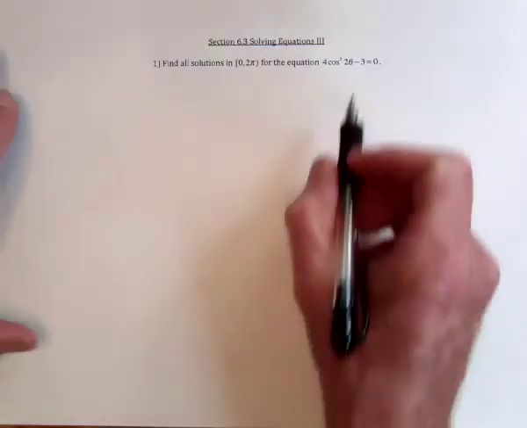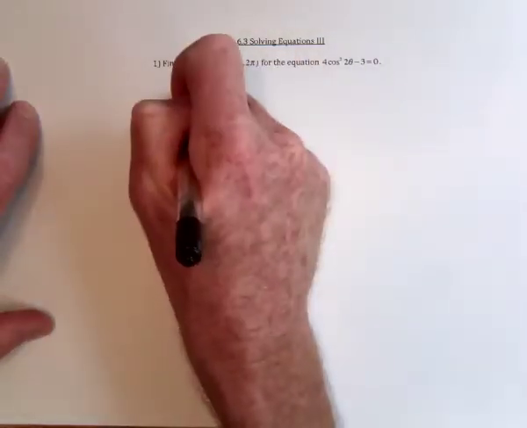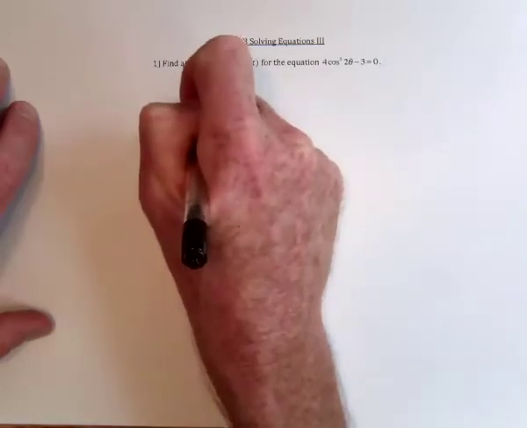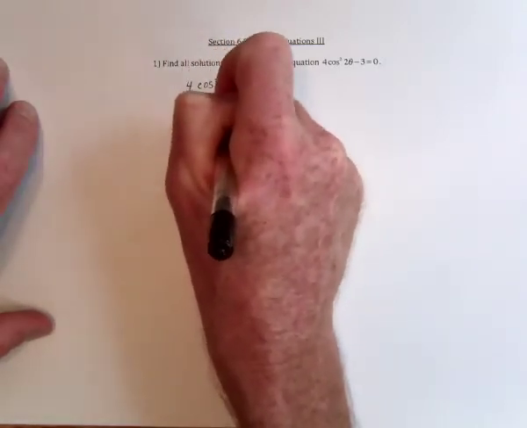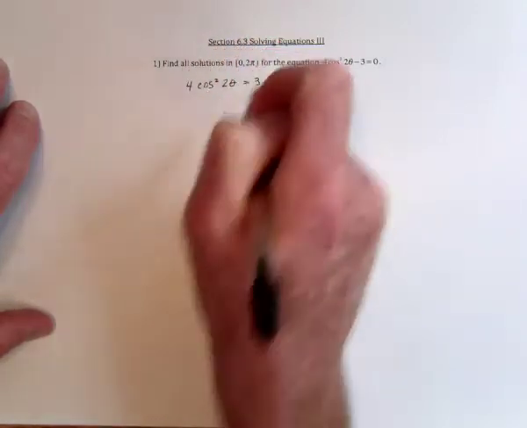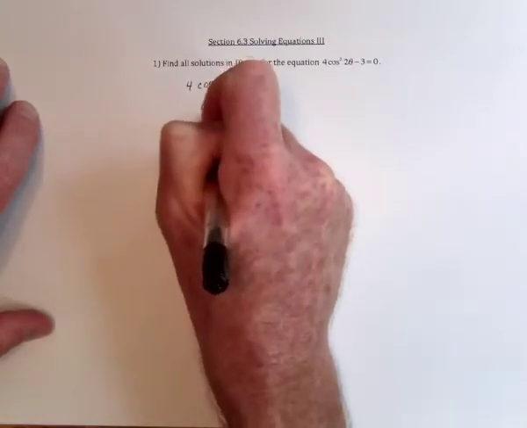Well, with this problem, it's not going to take any fancy trig identities. We're just going to plow through the algebra first. Add 3 to both sides: 4 cosine squared of 2 theta is equal to 3, and then divide by 4.